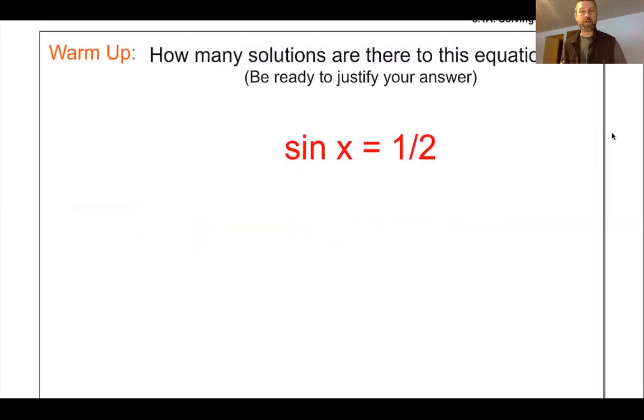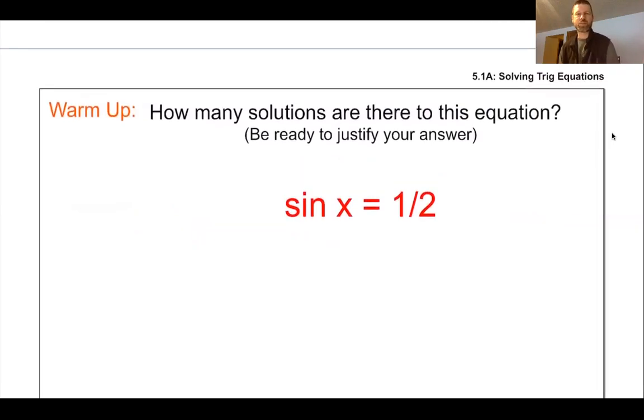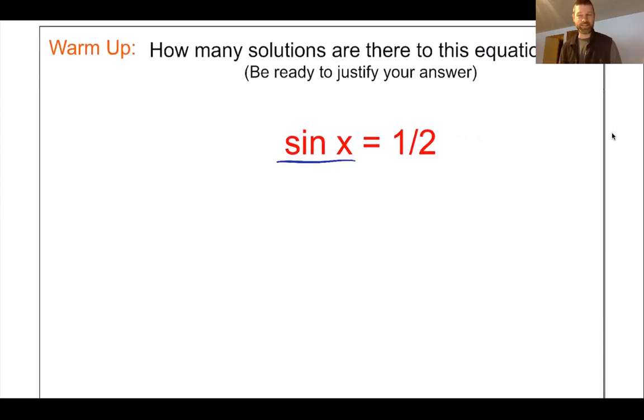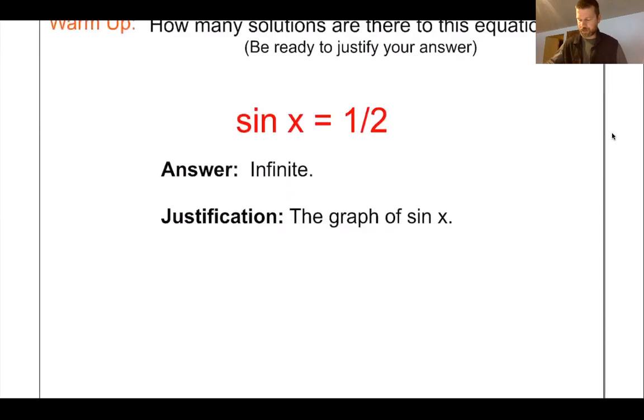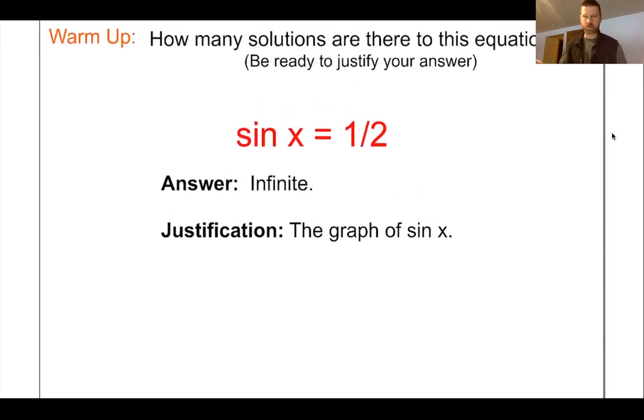All right, so first off, ask yourself how many solutions there are to the equation sine of x equals 1/2. In other words, how many times is sine of x going to be equal to 1/2? There's actually going to be an infinite number of solutions. We're going to justify it in a couple of ways, and then we're going to talk today about how we can actually write all infinite of those answers out. So first off, justifying that there's an infinite number of solutions.